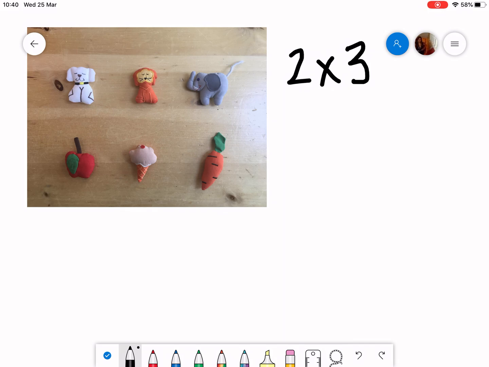for this task. And when you're making your arrays, it would be great if you could take some photos so that you can send them to us and we can have a look at what you've used. We'd love to see what you've been up to. So let's go through the first one together.